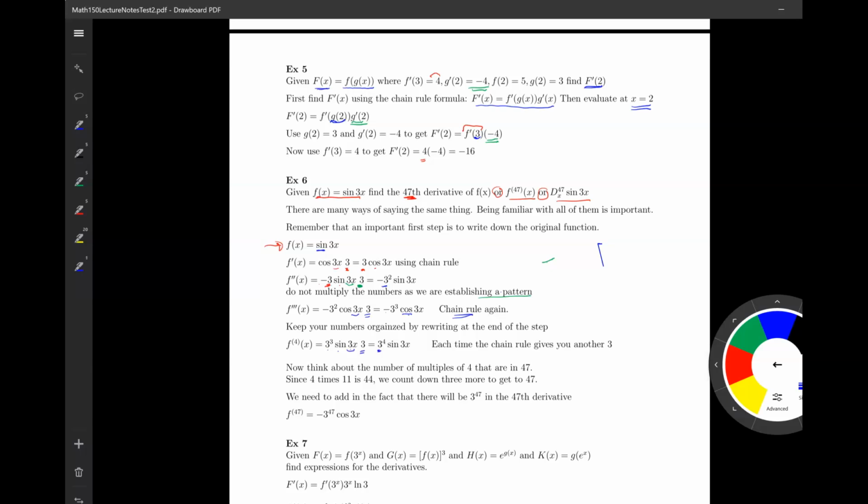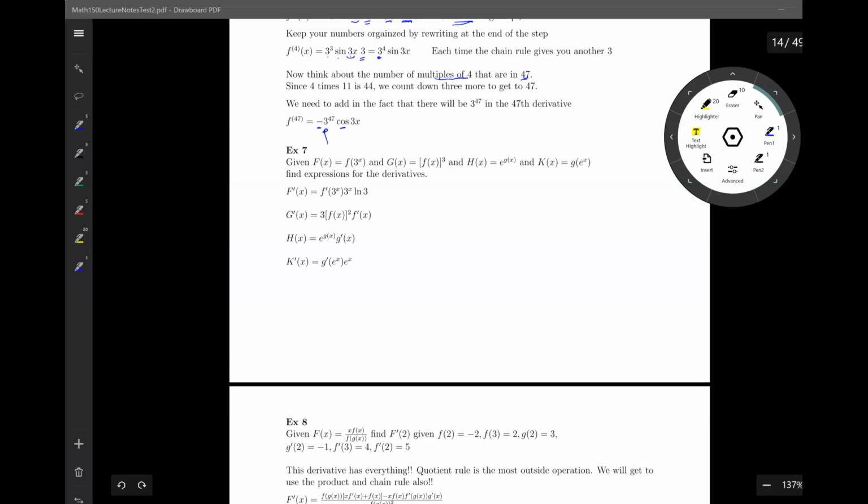Right, now I want to figure out how many multiples of 4 fit into 47. So I know 4 times 11 is 44, so this would be 44 derivatives. This would be 45. This would be 46. So this would be the 47th derivative. So the base trig function would be negative cosine of 3x, and then I have to add in this factor of 3 to the 47th power.